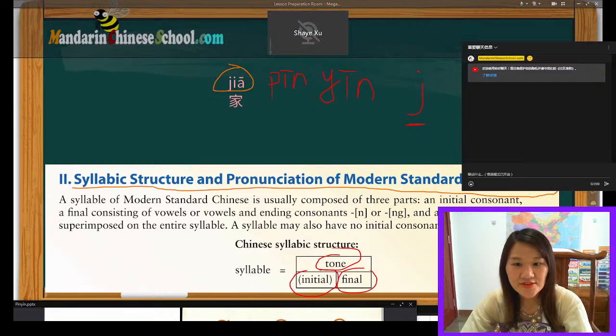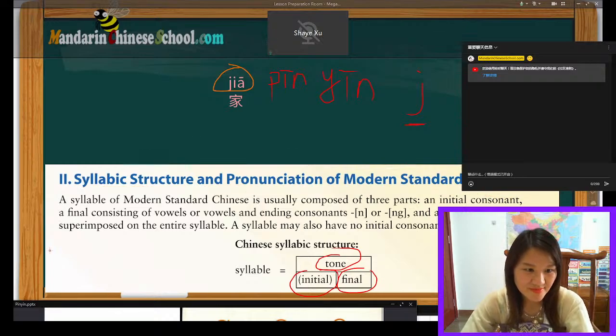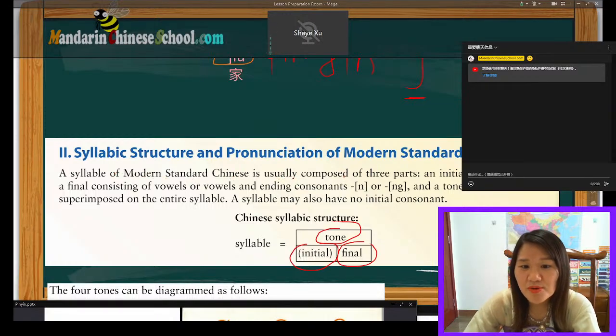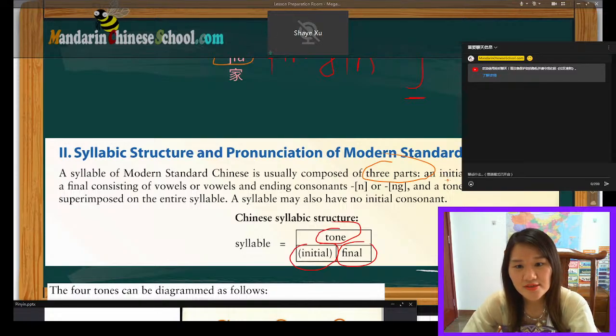Modern standard Chinese. A syllable of modern standard Chinese is usually composed of three parts.